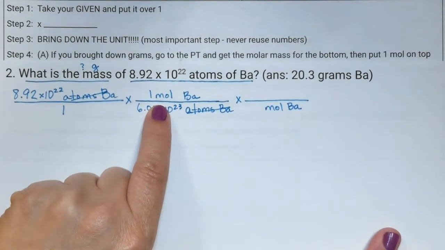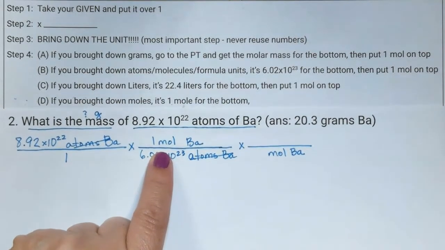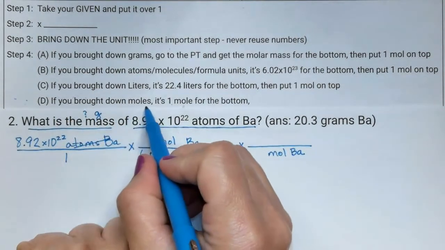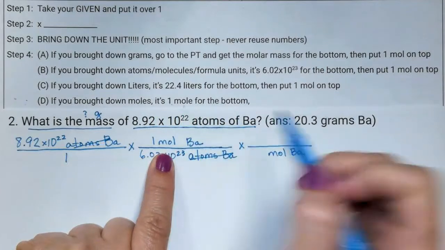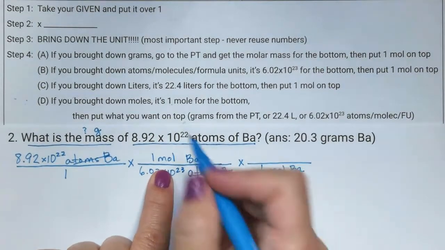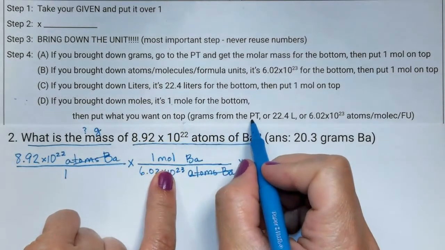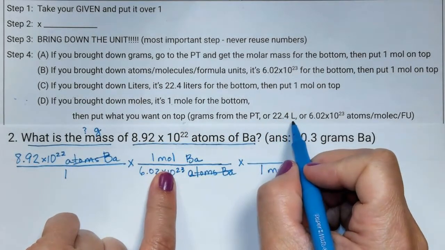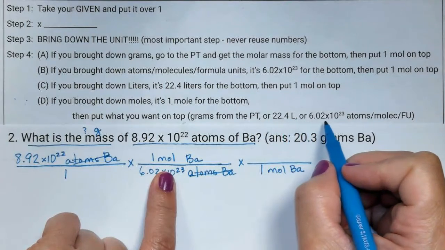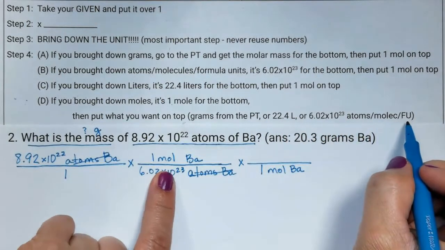And now I'm going to go to step 4. And step 4, letter D, if you brought down moles, it's 1 mole for the bottom. Then put what you want on top. So you can put grams by going to the periodic table. You can put 22.4 liters if you want volume, or you can put 6.02 times 10 to the 23rd if you want atoms, molecules, or formula units.